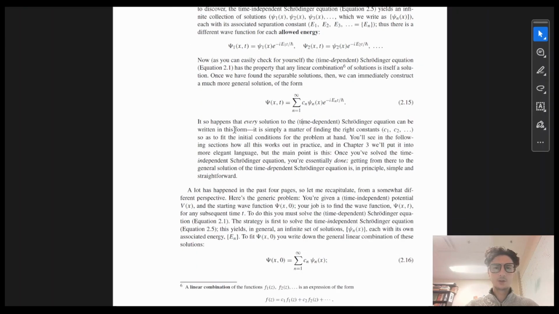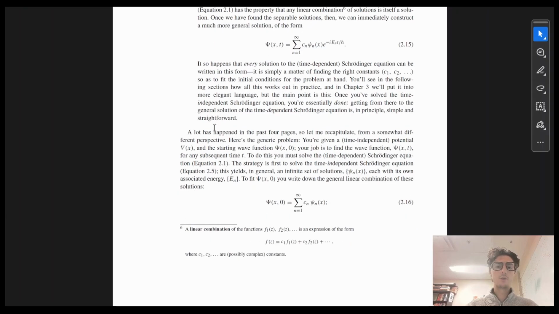Let's just keep reading. It so happens that every solution to the time-dependent Schrodinger equation can be written in this form. It is simply a matter of finding the right constants, C1, C2, and so on, so as to fit the initial conditions for the problem at hand. You'll see in the following sections how all this works out in practice, and in chapter 3 we'll put it in a more elegant language. But the main point is this. Once you've solved the time-independent Schrodinger equation, you're essentially done. Getting from there to the general solution of the time-dependent Schrodinger equation is in principle simple and straightforward.